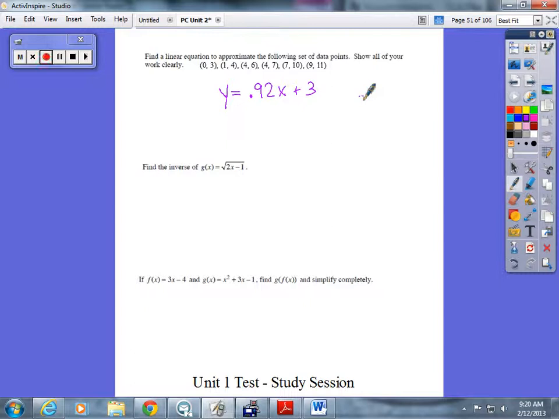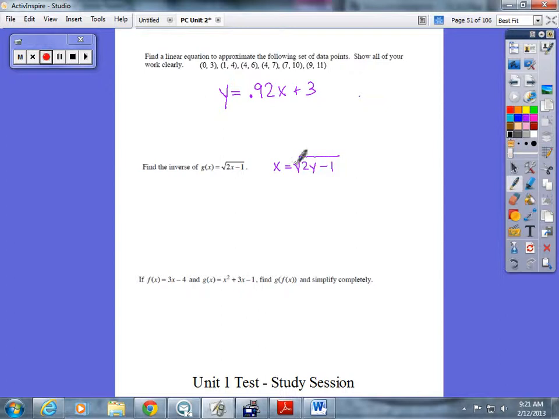A second type of problem that you're going to get here on the test is find the inverse of g of x. Now there's a lot of ways to go about finding an inverse. I like switching x and y, resolving for y. So that's the way that I'm going to demonstrate. So x equals the square root of 2y minus 1. Now the only trouble with this is you have to know your rules of solving equations. A lot of people stumble during these particular steps.